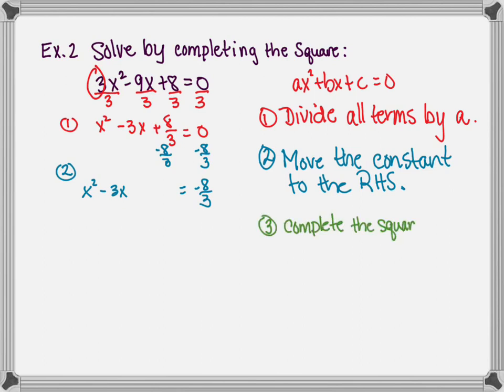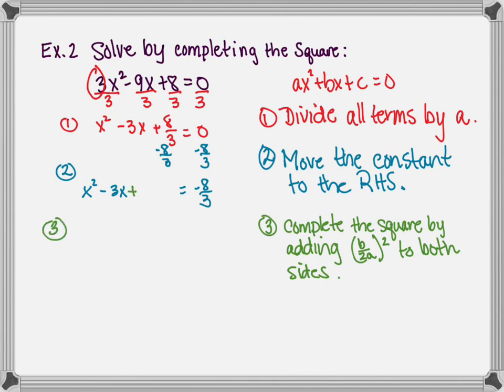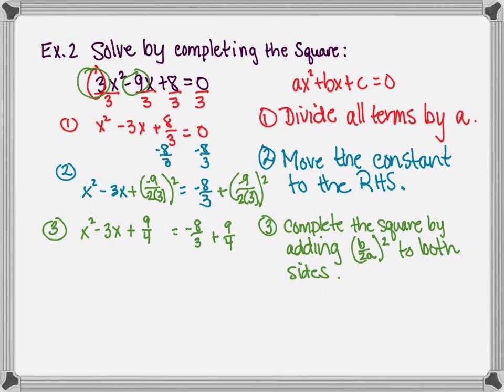So now, for the third step, we will complete the square by adding (b over 2a) quantity squared to both sides. So I'm going back to my original a, b, and c from my original equation. So b is negative 9 over 2 times a is 3, and that quantity squared. That's what I add to both sides, because what I do to one side, I have to do to the other side in an equation for them to remain equal. So simplifying, we end up with x squared minus 3x plus 9 fourths equals negative 8 thirds plus 9 fourths.